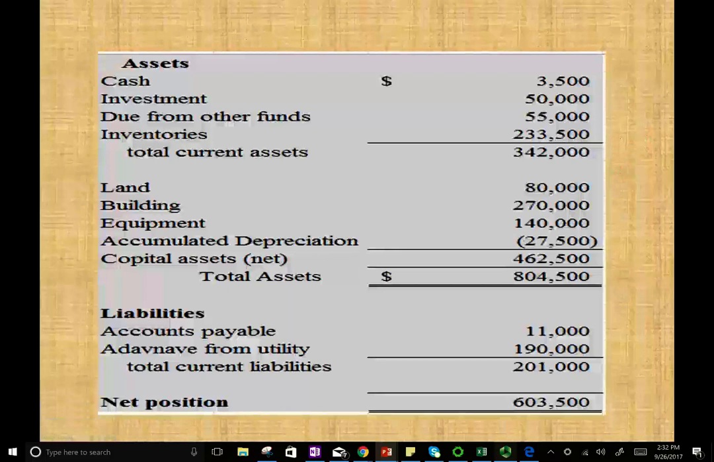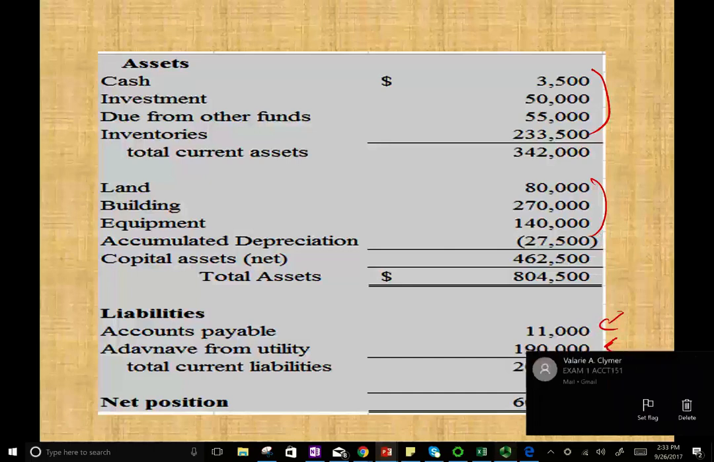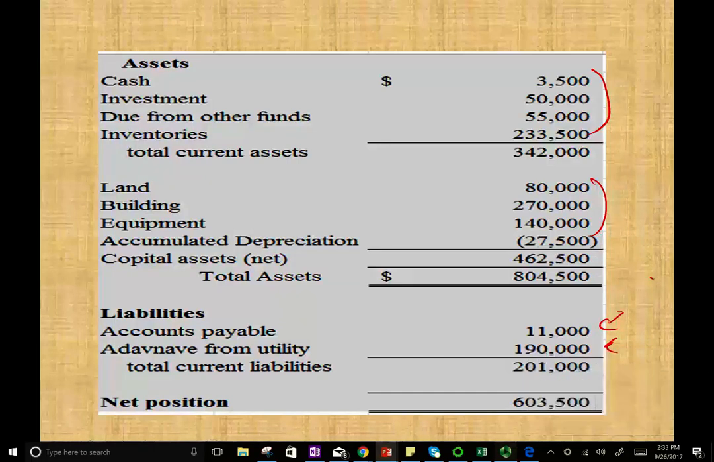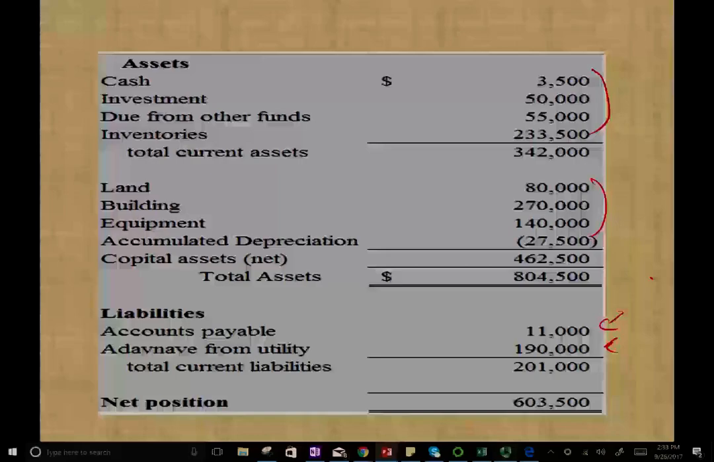Okay, so let's take a look at this balance sheet. We have assets, we have more assets, then we have liabilities, then we have the net position. The first thing to do is to add the assets and liabilities to the books. So the first journal entry we need to make is to add the assets and the liabilities to the books. Let's go ahead and do so. This is pretty straightforward.